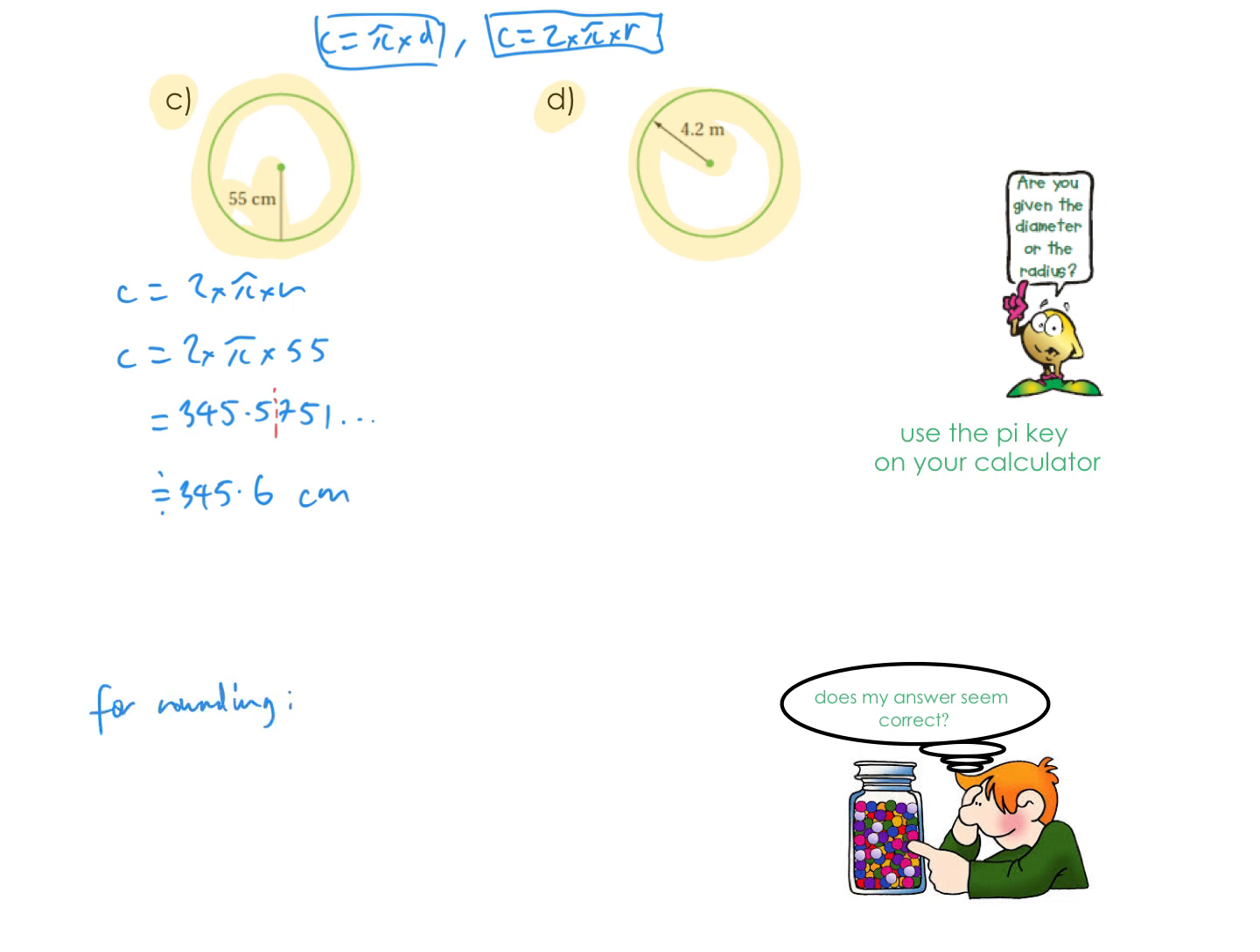For rounding, 0, 1, 2, 3, 4 go down. 5, 6, 7, 8, 9 go up. Because these are closer to the next number and these are closer to the first number. These are close to 0 and these are close to 10. All right, let's keep going.